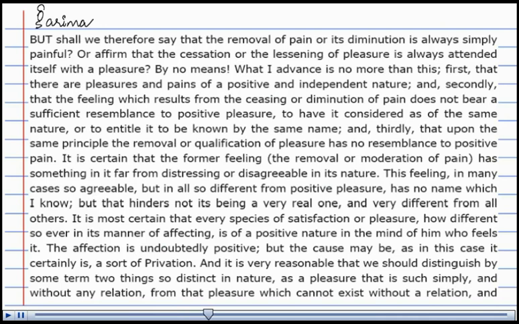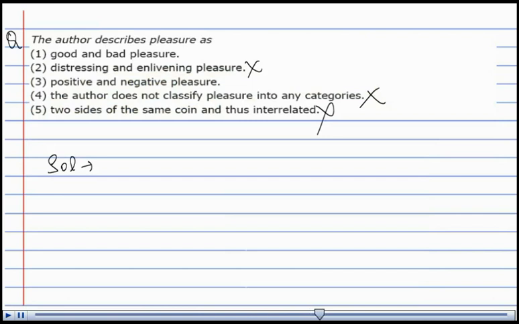Now here it is written in the third line that first, that there are pleasures and pain of positive and independent nature, and secondly that the feeling which results from ceasing of pain does not bear sufficient resemblance to positive pleasure. Now here option 1 says good and bad pleasure. Nothing of this sort is mentioned in the paragraph. Option 3, positive and negative pleasure. Though the word negative is not present there, when they say it's not positive, then third can be interpreted as the best answer. Hence, option third is our answer.